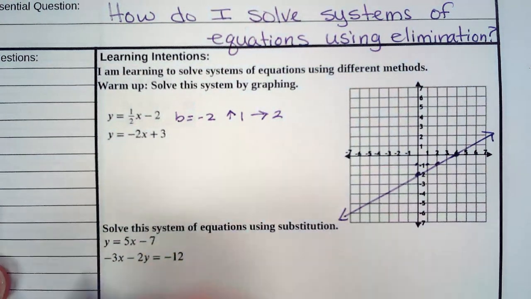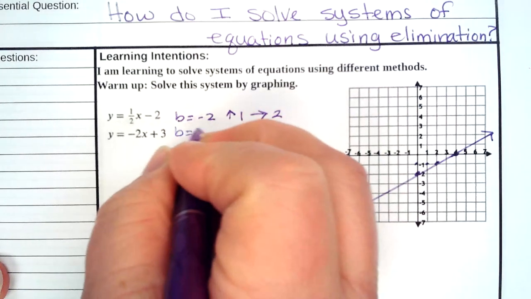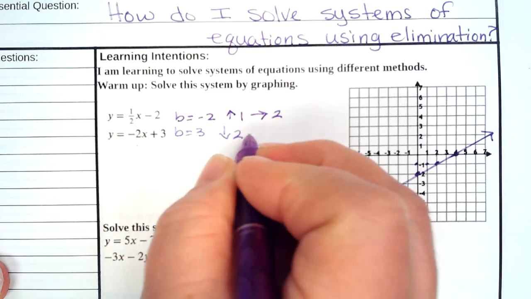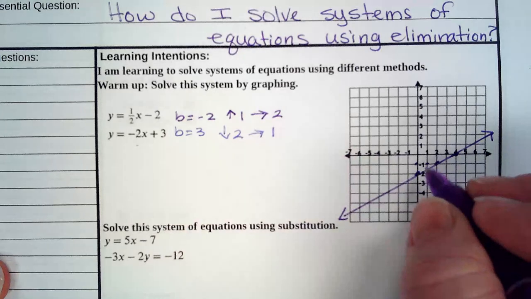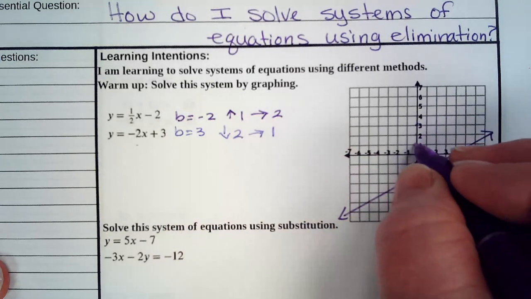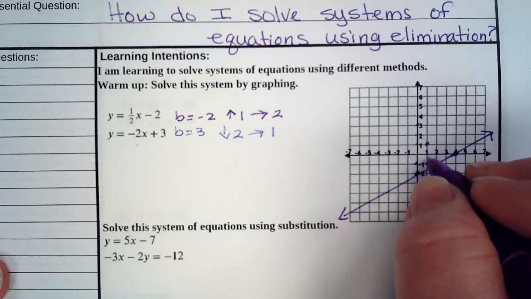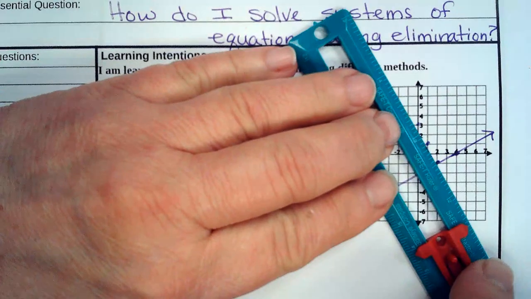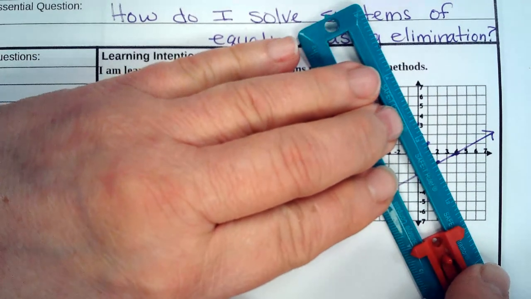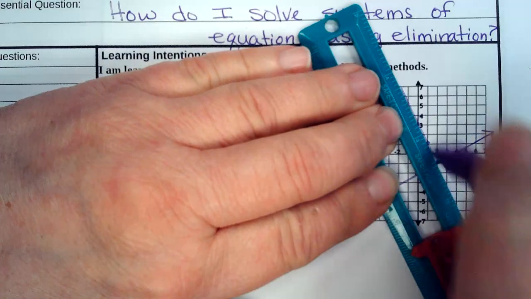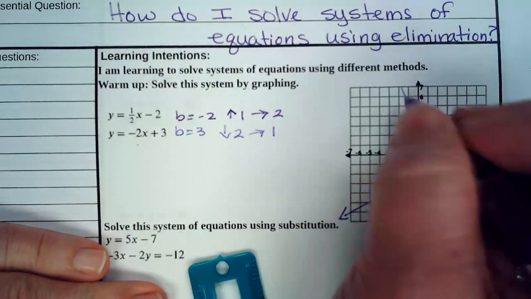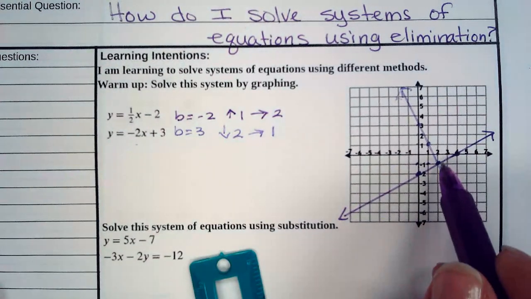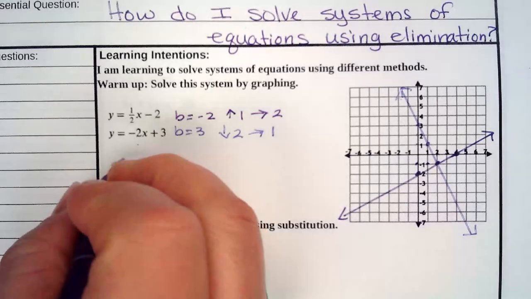For the second one, you begin at 3. This is a negative slope. You go down 2 and right 1. So I start at 3. I go down 1, 2 and right 1. As you can see, their point of intersection is 2, -1.